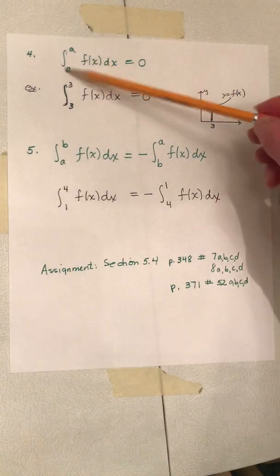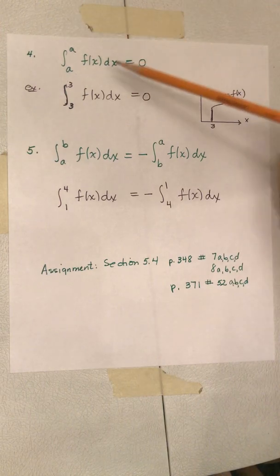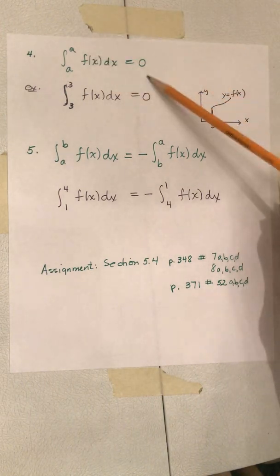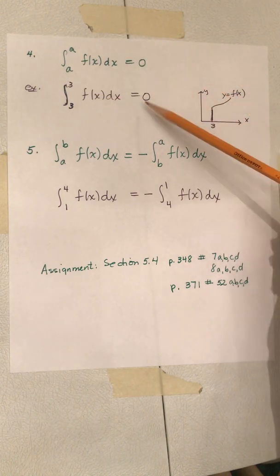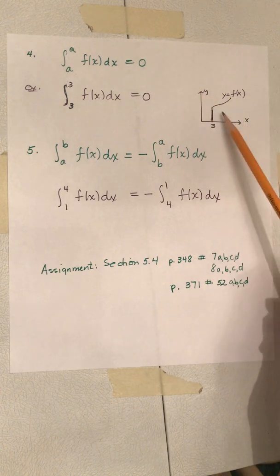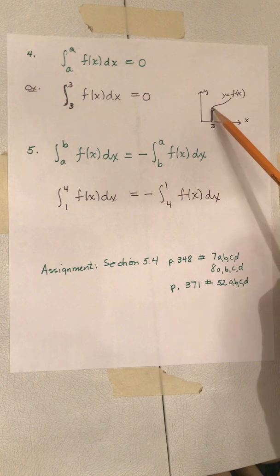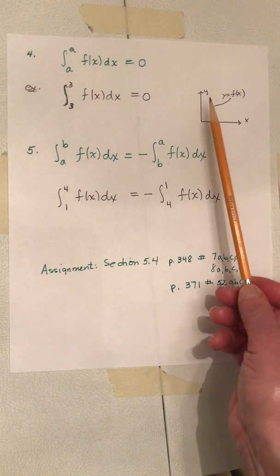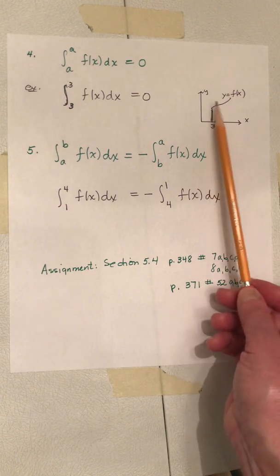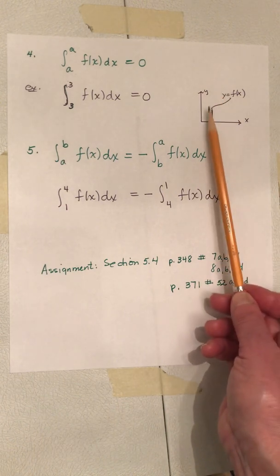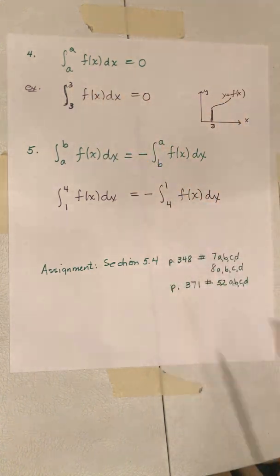The integral from A to A. If the lower limit of integration is the same as the upper limit of integration of a function, then the integral is 0. So the integral from 3 to 3 of any function, f of x dx, is 0. Why? Because if we draw a little picture, there's f of x, and we're going to integrate from 3 to 3. That means we're not going anywhere. It's not like we're going from 3 to 5 and getting a shaded region. If we're going from 3 and we're staying at 3, then we haven't created any area. So our answer is 0, and the lower limit is equal to the upper limit.